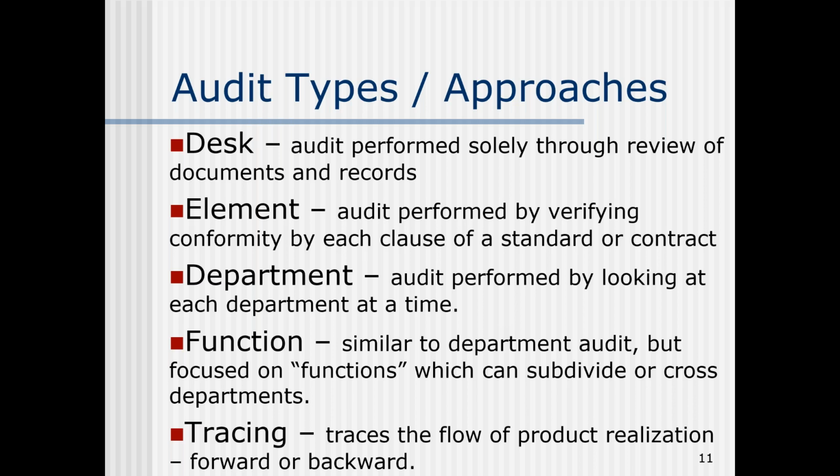A tracing audit typically follows the flow of product realization from the initial customer contact through delivering the finished good to the customer, through sales, through shipping. There's also a way of doing a backward tracing audit. You start at shipping and work your way back to sales.